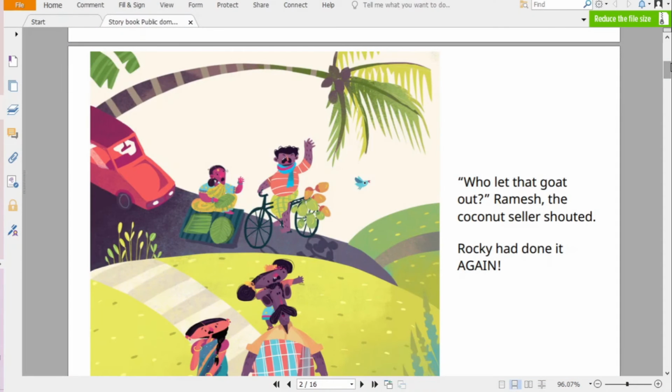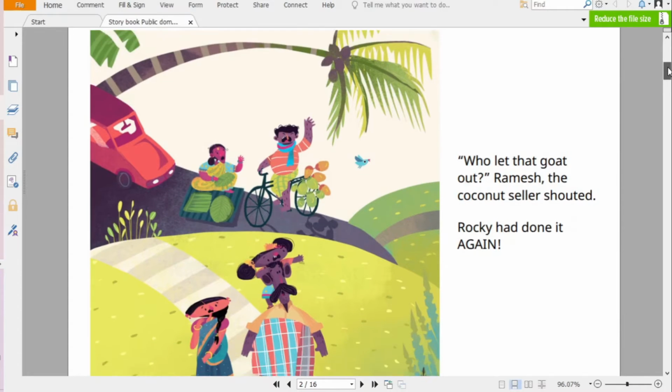Do not read it: who let the goat out? Ramesh, the coconut seller, shouted. Rocky had done it again.